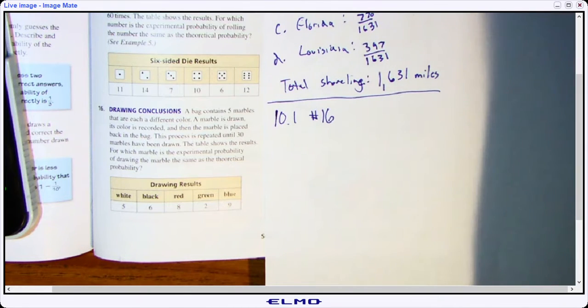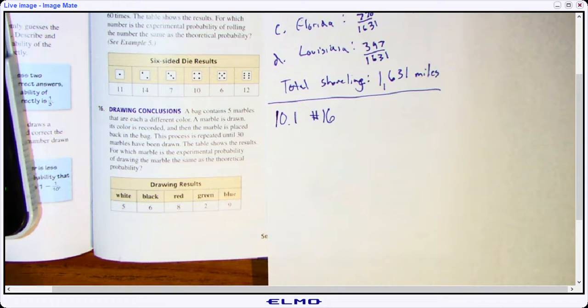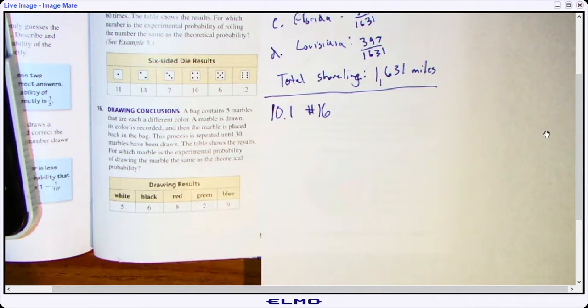Alright, 10.1, number 16. Let me get the cursor out of the way. It says a bag contains 5 marbles that are each a different color. A marble is drawn, its color is recorded, and then the marble is placed back in the bag. The process is repeated until 30 marbles have been drawn. The table shows the results.